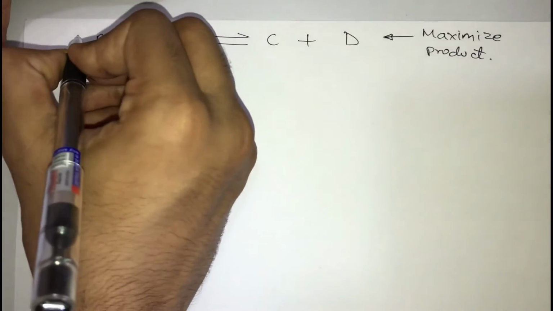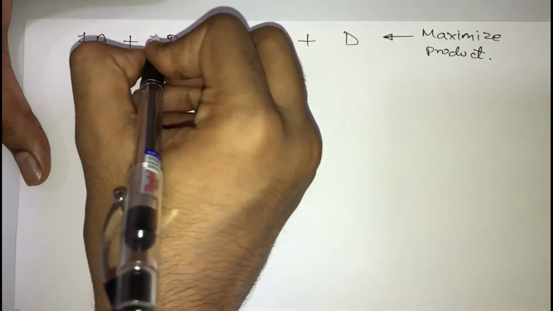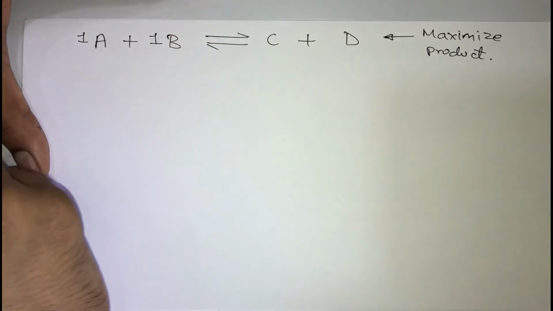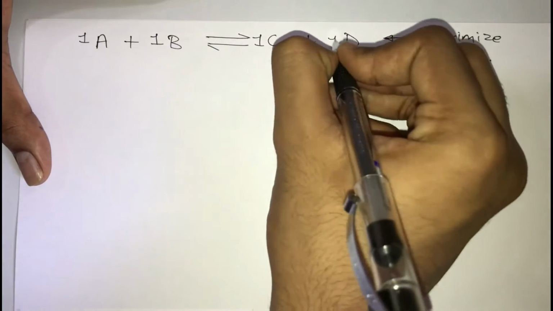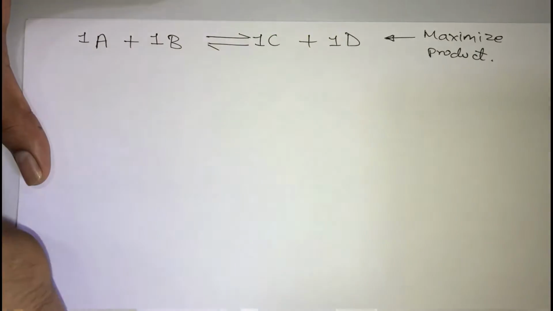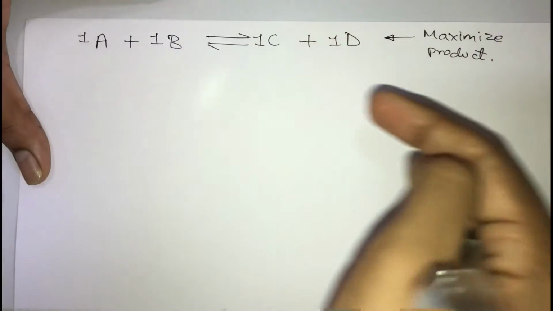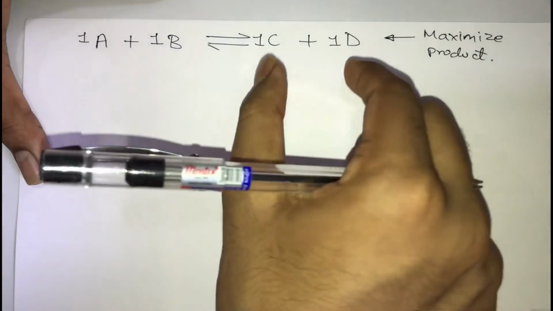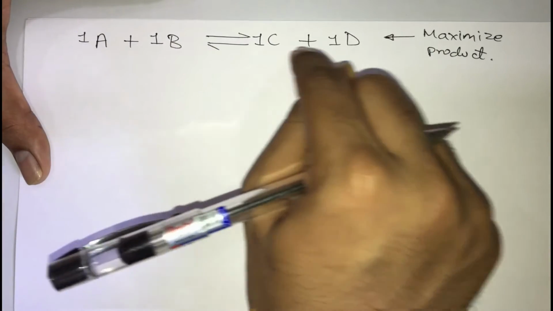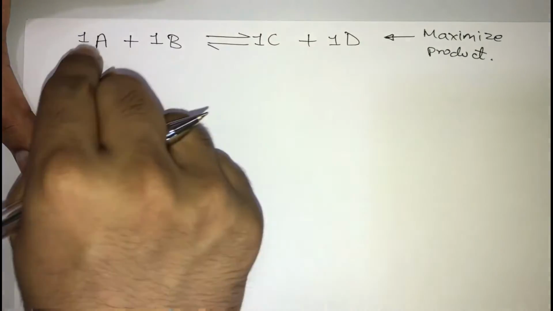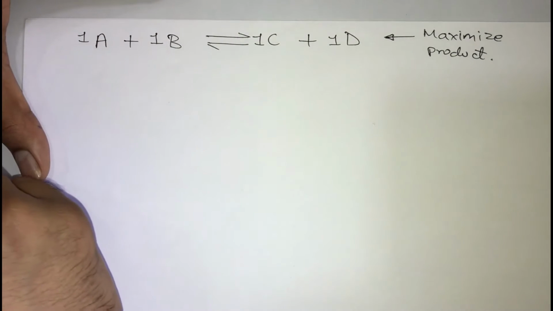Guys, can I say over here that 1 mole of A reacts with 1 mole of B to give us 1 mole of C and 1 mole of D respectively. And in a backward reaction, where the products turn into reactants, can I say that 1 mole of C will react with 1 mole of D to give us 1 mole of A and 1 mole of B respectively.